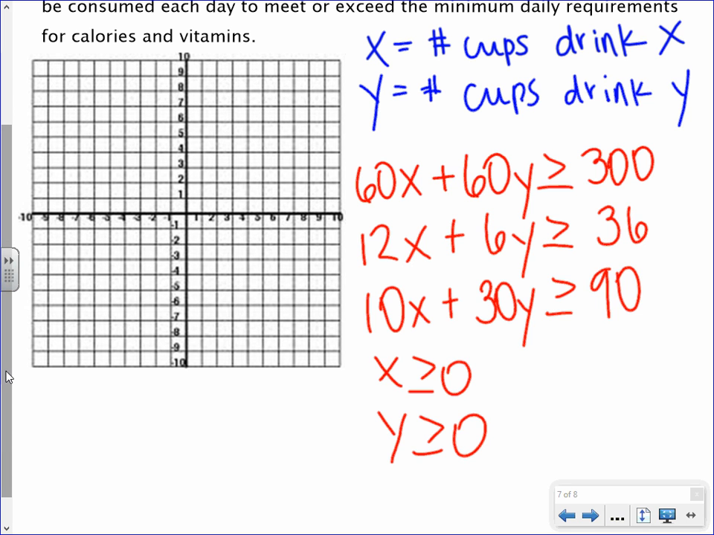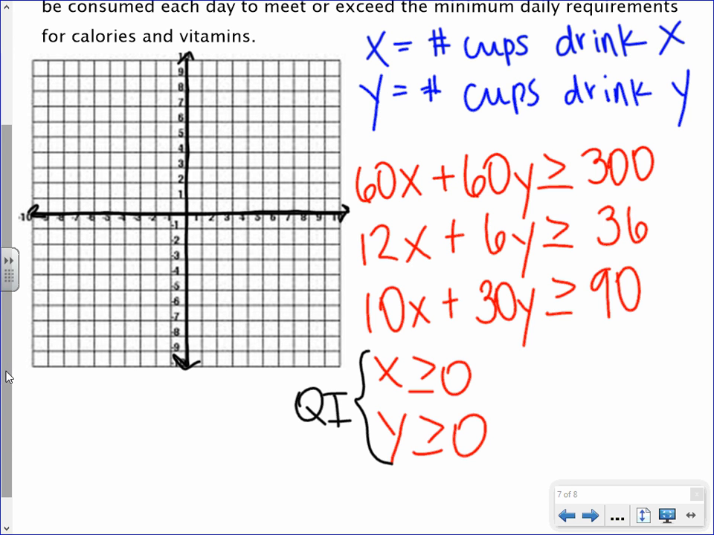Now we get to graph this. Are you ready? Okay, so X is greater than or equal to 0 just means everything to the right of the y-axis. And Y is greater than or equal to 0 just means everything above the x-axis. So these two constraints right here, those two inequalities, are limiting us to where on our coordinate plane. Okay, this is just telling us quadrant 1.